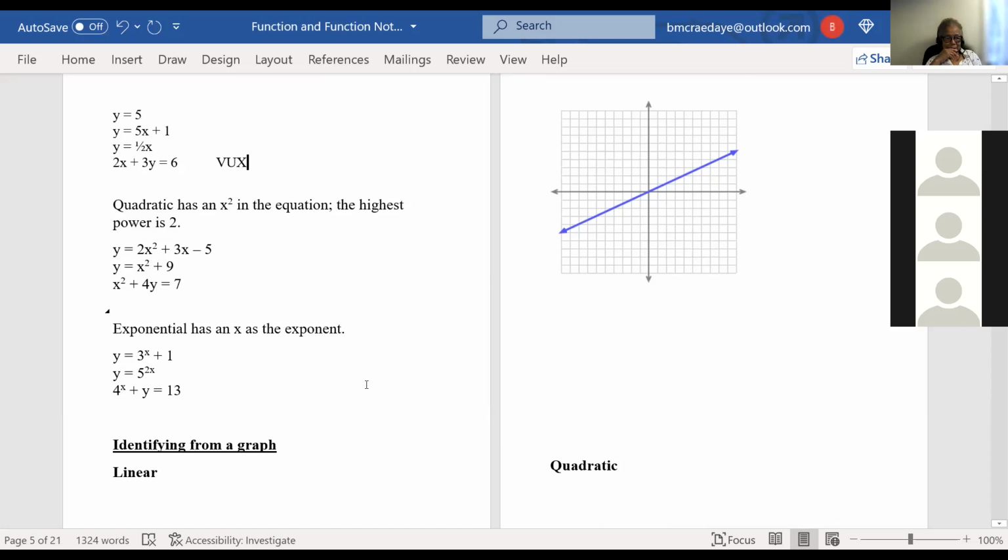Okay. All right. So Maureen, you know how to recognize linear equations, right? What do they look like? Linear equations have what kind of lines? Straight lines. What about quadratics?